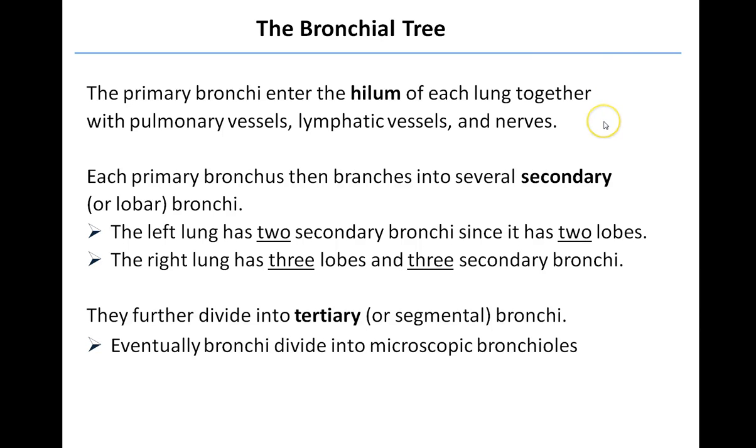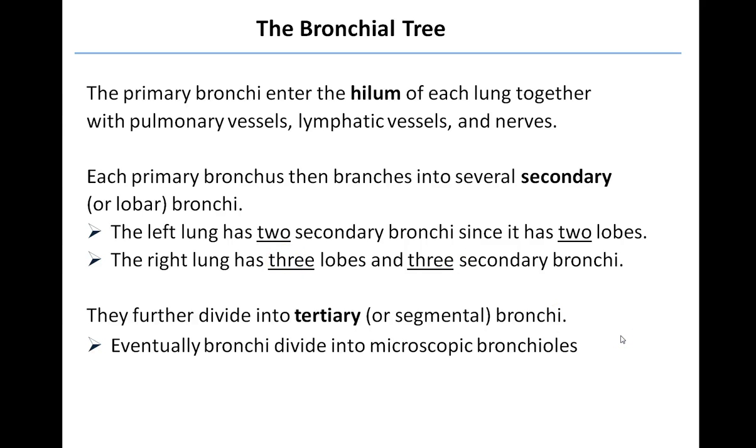As the bronchial tree projects into the lungs, we get more and more branching. Each primary bronchus, there are two of those, one left and one right, branch into several secondary or lobar bronchi. The left lung will have two secondary bronchi because it has two main lobes. That's two main parts to itself. The right lung is bigger than the left lung. It has three lobes, three segments, and therefore it has three secondary bronchi. Each bronchus will service one of the segments, one of the lobes.